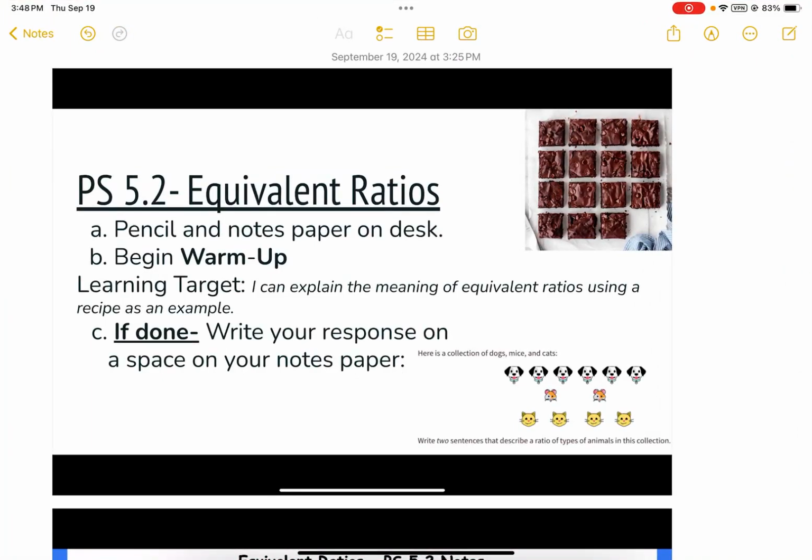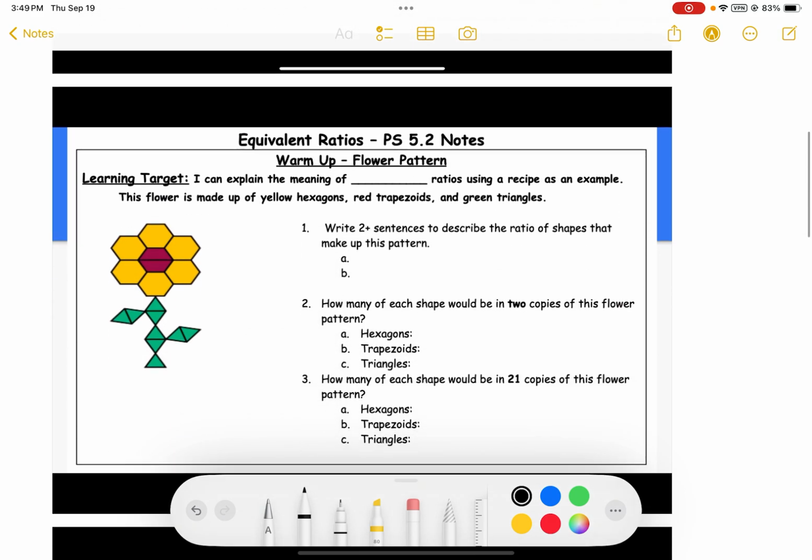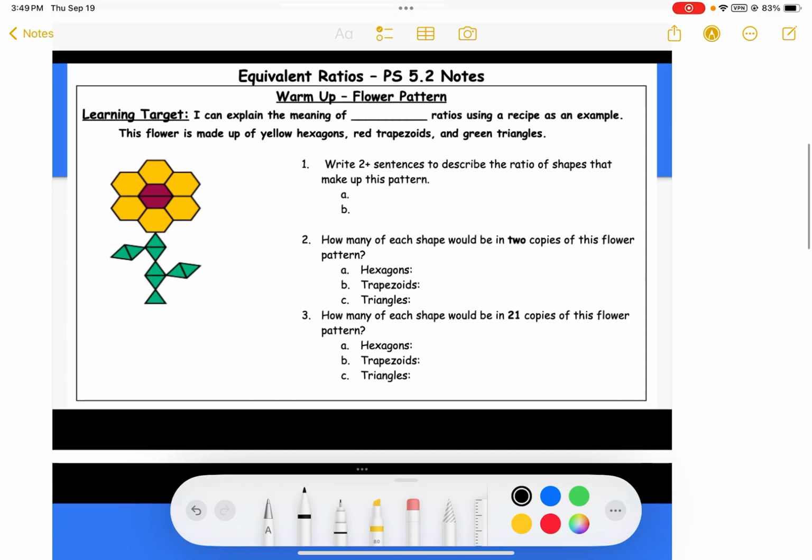This video is going over Priority Standard 5.2, which is talking about equivalent ratios. So your learning target today is: I can explain the meaning of equivalent ratios using a recipe as an example. So make sure you fill that out on your learning target under warm-up if you haven't done so already. I can explain the meaning of equivalent ratios.